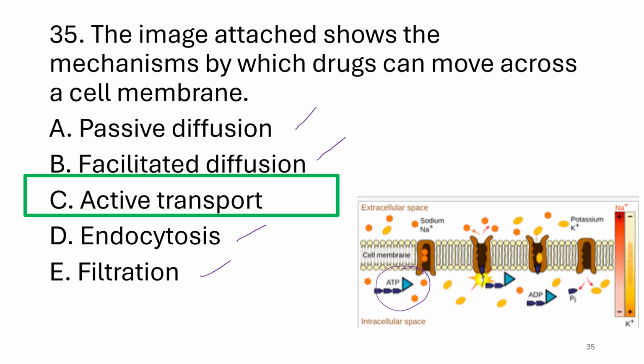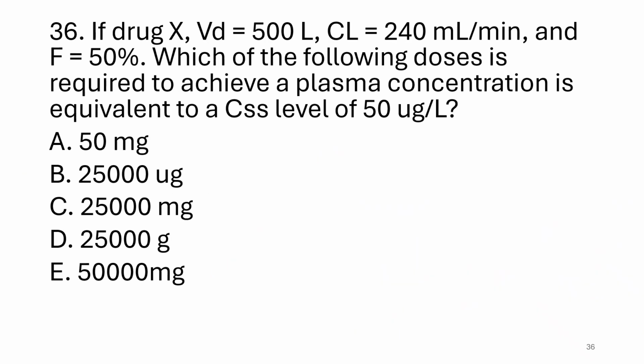Passive means it moves passively. Facilitated means there is some facilitator like a transporter, but there is no ATP requirement. Endocytosis has no energy requirement. Filtration is simply moving through the pores.